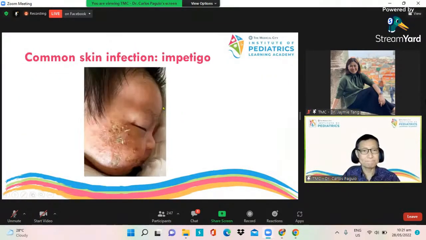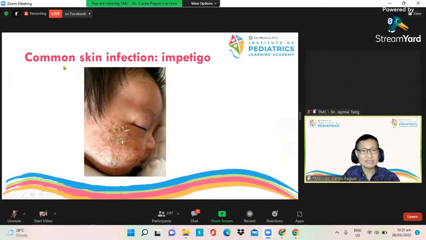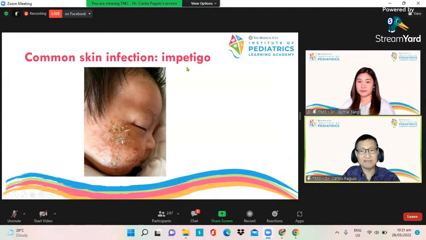Okay. Now, this is in fact the most common skin infection in children. It's called Impetigo. Sa Tagalog, mamaso. Bakit? Tignan nyo po parang napaso, nasunog. You see this golden honey-colored crusting. Ayan, nadilaw-dilaw, sugat-sugat. Kumakalat po yan because of a superbug.